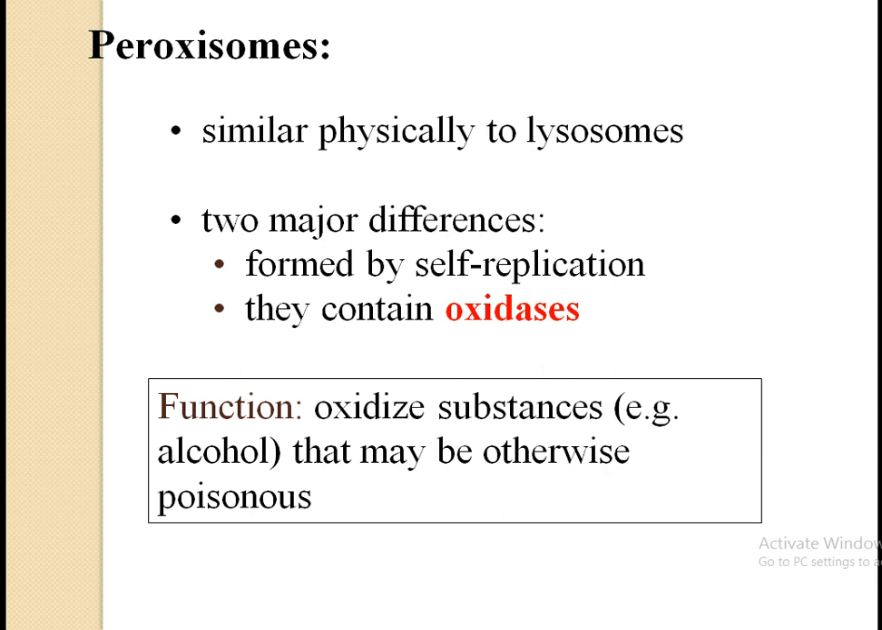Several of the oxidases are capable of combining oxygen with hydrogen ions derived from different intracellular chemicals to form hydrogen peroxide. Hydrogen peroxide is a highly oxidizing substance and is used in association with catalase, which is another oxidase enzyme present in large quantities in peroxisomes. And all these are helpful to oxidize many substances that might otherwise be poisonous for the cell.